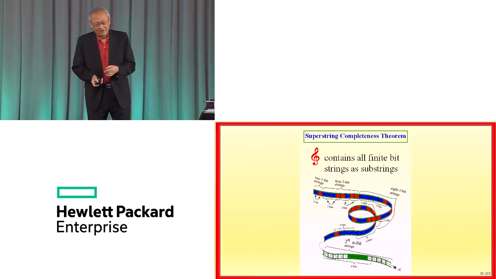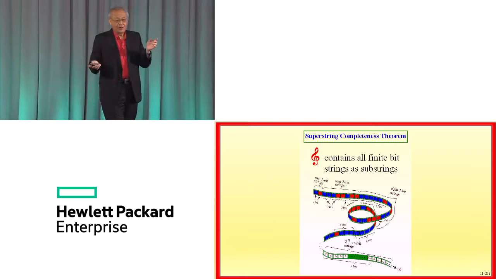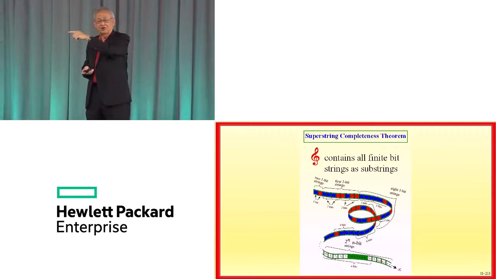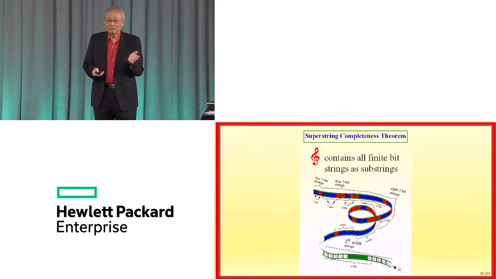I just keep going. So if you give me, say, a 15-bit string, any combination of red and blue you want, all you need to do is go down this string to the 15-bit section, and you're going to see it's going to be one of them. So every possible bit string is included.